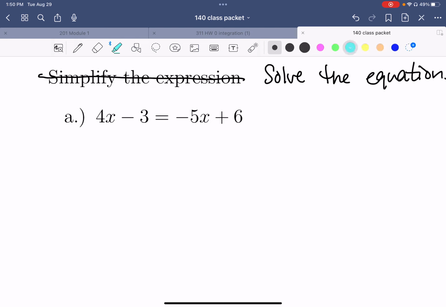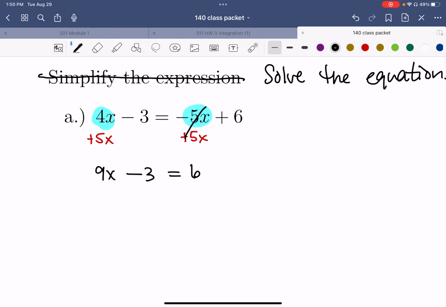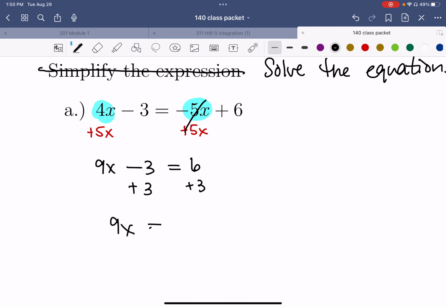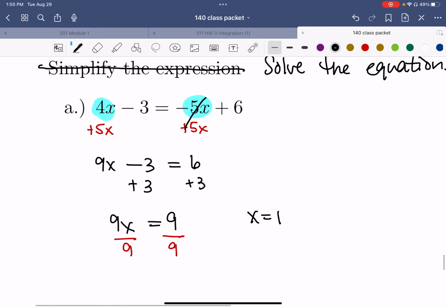So here I see two x terms, and I am going to go ahead and add 5x to both sides so that I can get rid of that negative. When I do that, 5x and 4x is 9x minus 3 is equal to 6 because these two cancel out. Then I'm going to add 3 to both sides so I can combine my numbers. And that's going to give me 9x equals 9. And last thing I'm going to do is divide both sides by 9. And that's going to give me x equals 1.